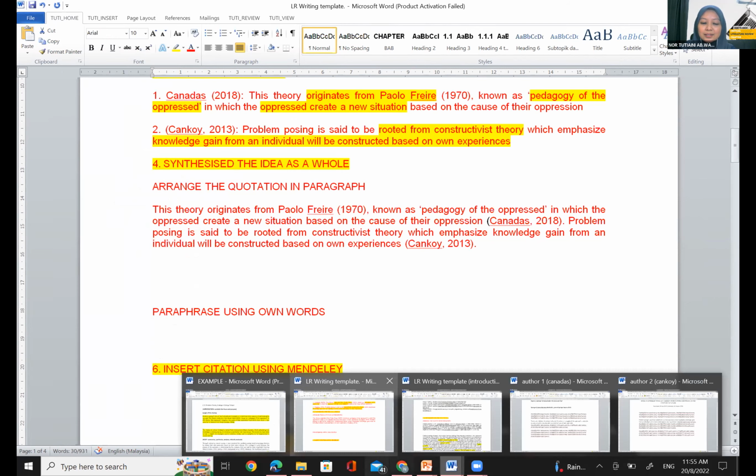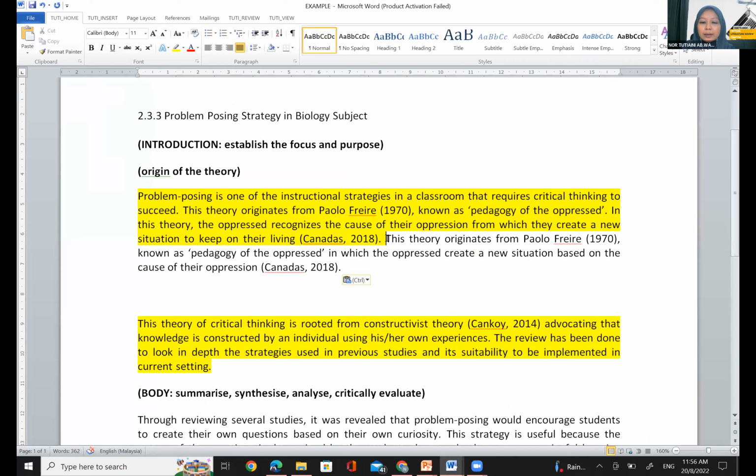Okay, so this one is the original sentence: this theory originates from Paulo Freire, known as pedagogy of the oppressed, in which, but I paraphrase. So, this theory originates, known as pedagogy of the oppressed. I put a full stop there. In this theory, the oppressed recognize the cause of their oppression from which they create a new situation to keep on their living. See, I made my own sentence there. Is the meaning the same? Yes. But the sentence and wording are different. We paraphrase in our own words.